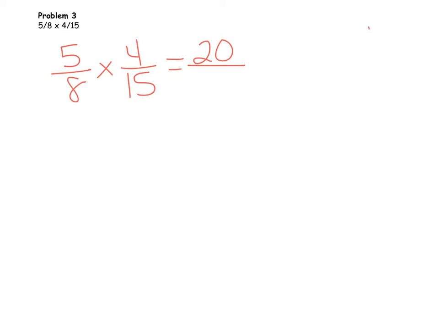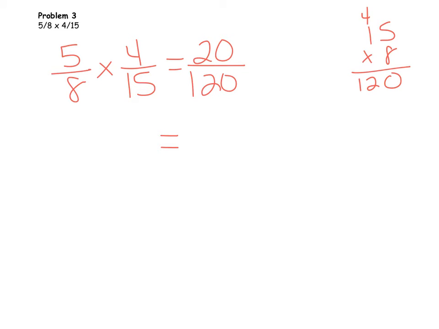Problem number 3, 5/8 times 4/15. So because it already tells me I'm multiplying, I can just start multiplying my numerators and multiplying my denominators. 5 times 4 is 20. 8 times 15. Well, I have to do the math over to the side. 15 times 8. 8 times 5 is 40, carry the 4. 8 times 1 is 8, plus 4 is 120.